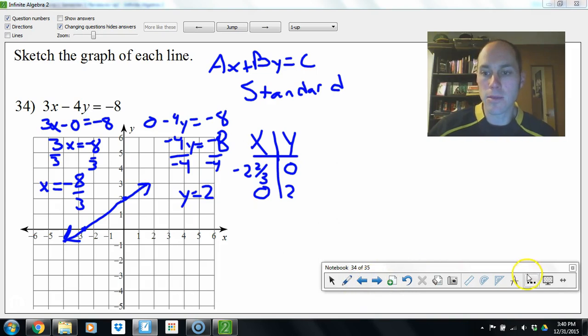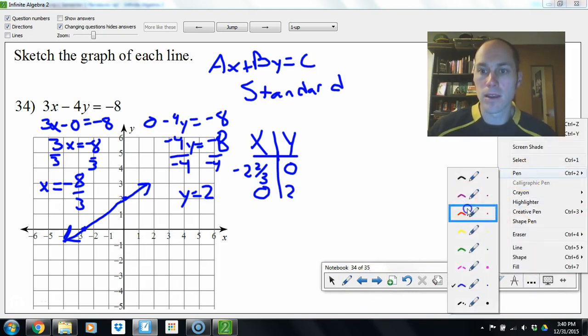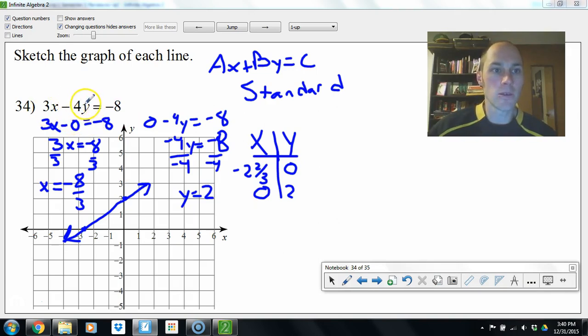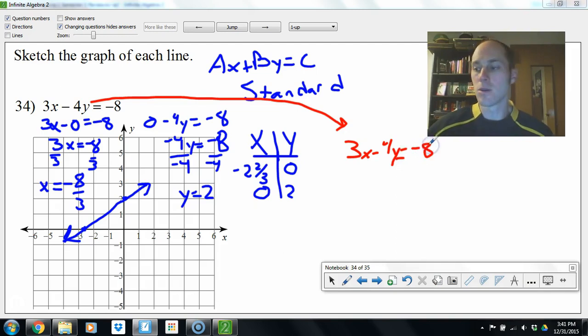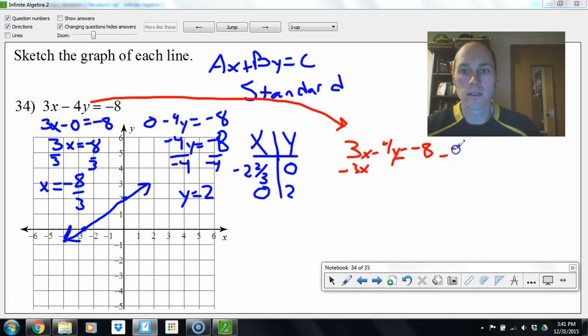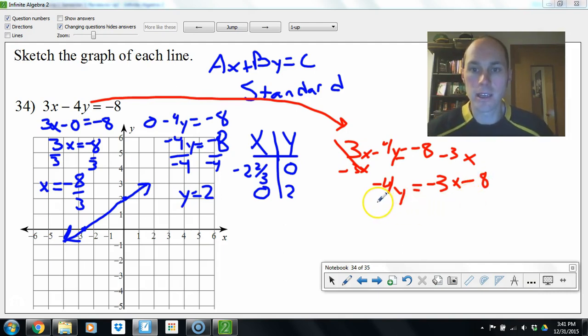I can do the same thing. I'll do it in a different color here. I can graph the same equation by taking this equation and converting it into slope-intercept form. So I start with 3x minus 4y equals negative 8. For slope-intercept form, I'm solving for y. So I'll subtract 3x. So I'm left with negative 4y. And I can't combine negative 8 and negative 3x. So I'll just put the negative 3x first, the negative 8 second, because I like to have the x variable first. And to get y by itself, we divide by negative 4.